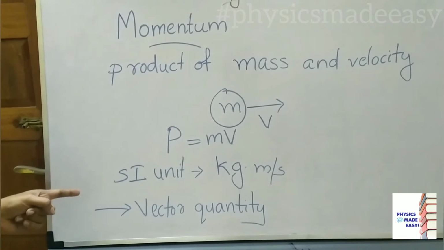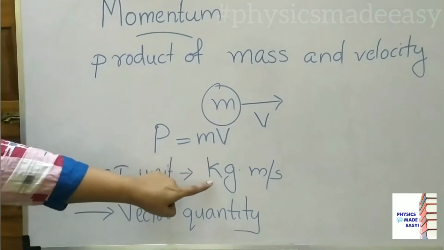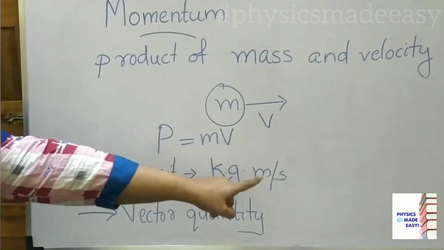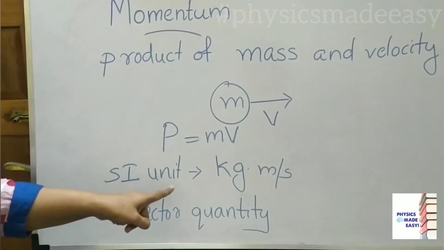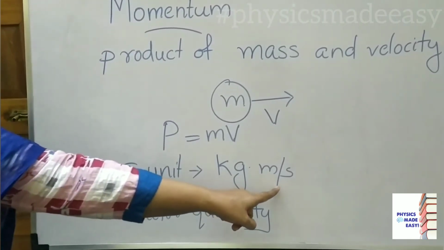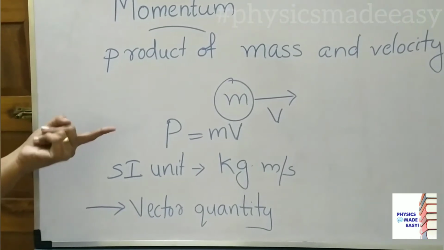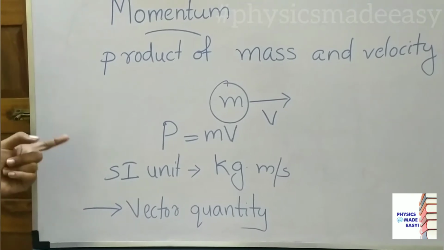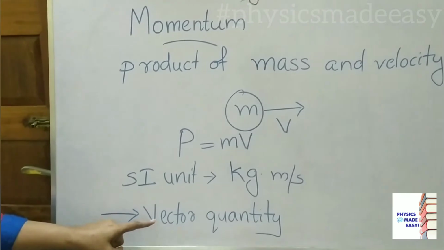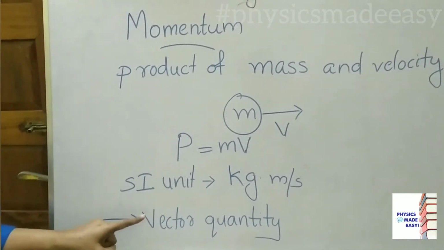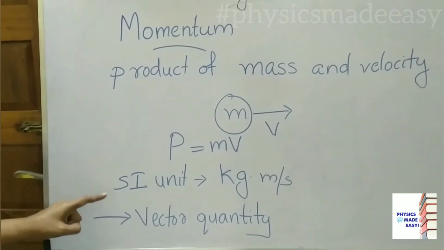From this equation we can write the SI unit of momentum: unit of mass kilogram, unit of velocity meter per second. So the SI unit of momentum is kilogram meter per second. Then you know children, this velocity is a vector quantity, mass is a scalar quantity. The product of these two, that is momentum. Momentum is a vector quantity. That means it has both magnitude and direction.